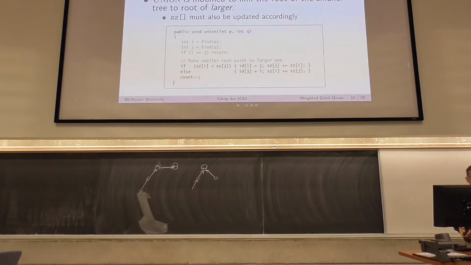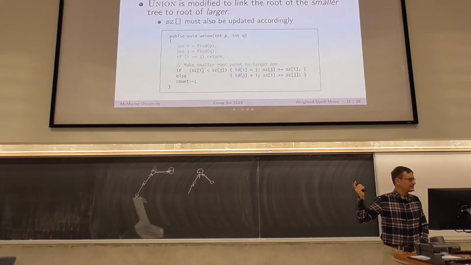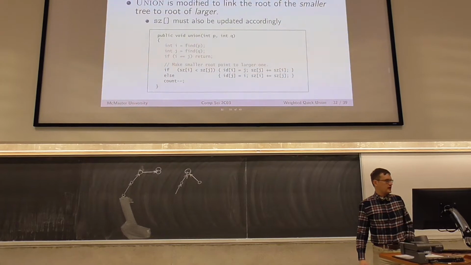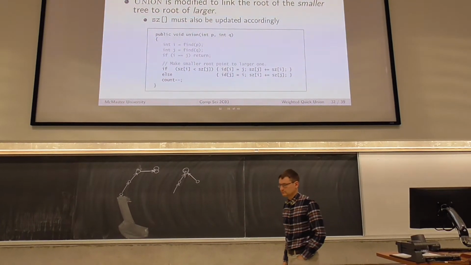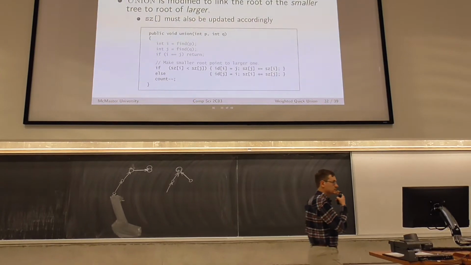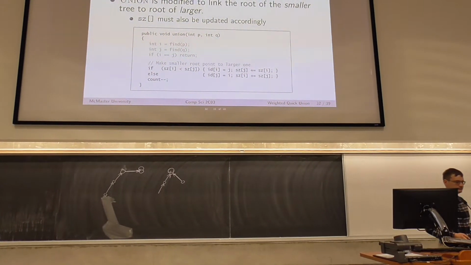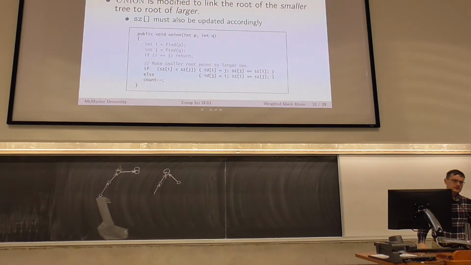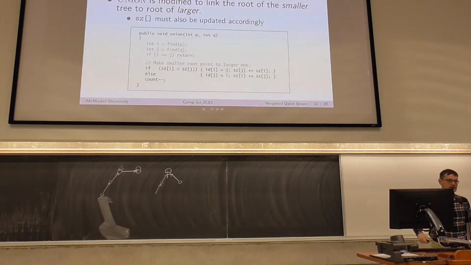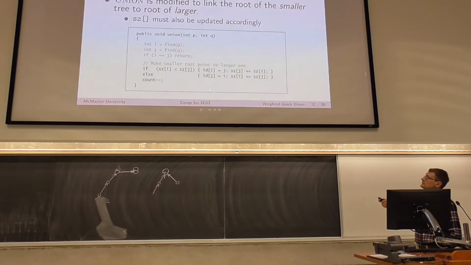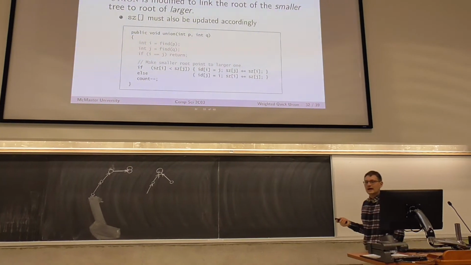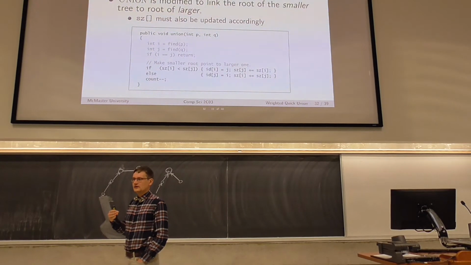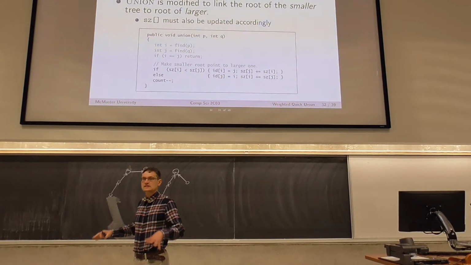So, in addition to id, we maintain an extra array size to keep count of the number of objects in the tree rooted at i. Union is modified so that you are linking the root of the smaller tree to the root of the larger tree as determined by the size array. You must also update the size array accordingly, right? As I said, when you merge 2 trees together, the size of the new tree is the sum of the 2 sizes of the trees that went into it.